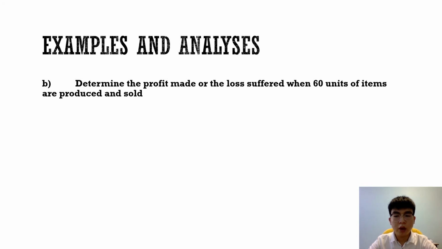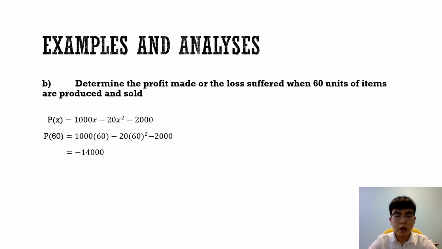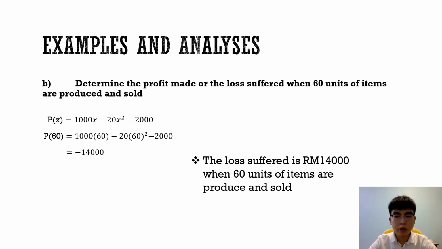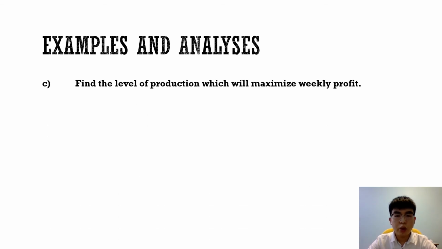Determine the profit made or the loss when 60 units of items are produced and sold. Question B asks us to determine whether we get a profit or not. So we substitute 60 units, which means x equals 60, into the profit function we found above. Then the answer is negative 14,000, which means that the loss is Rm 14,000 when 60 units of items are produced and sold. Now we come to question C.